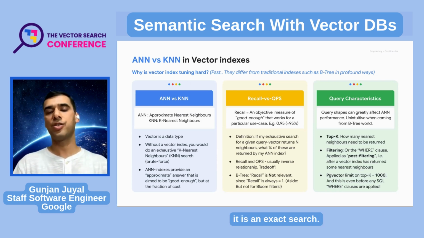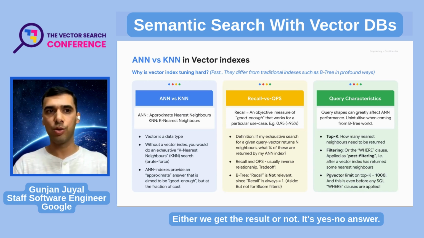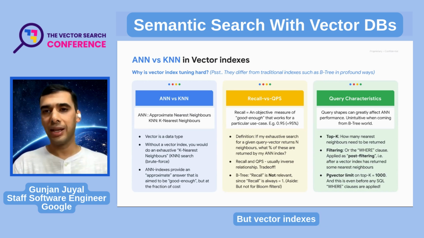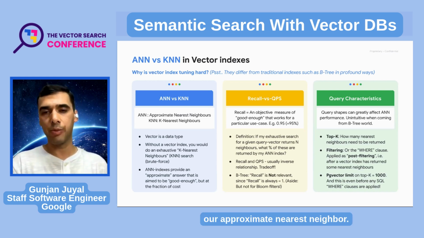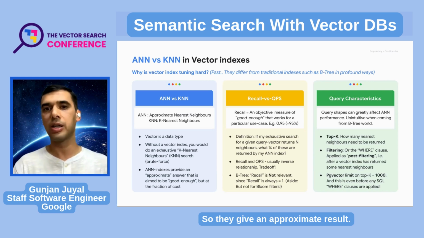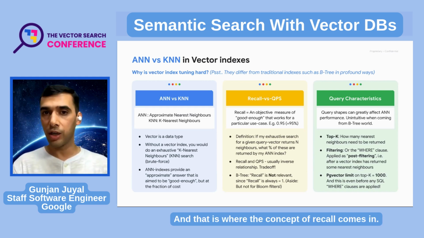So, closing the loop on semantic search: typically when we, for example, do a b-tree based index search, it is an exact search. Either we get the result or not. It's a yes/no answer. But vector indexes usually are ANN, or approximate nearest neighbor. So they give an approximate result, and that is where the concept of recall comes in.